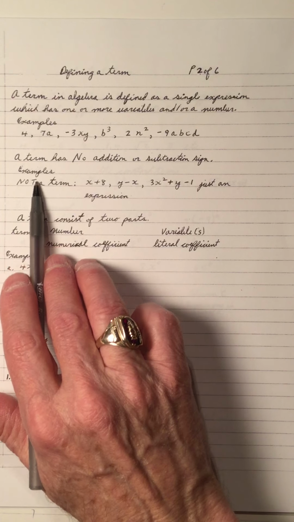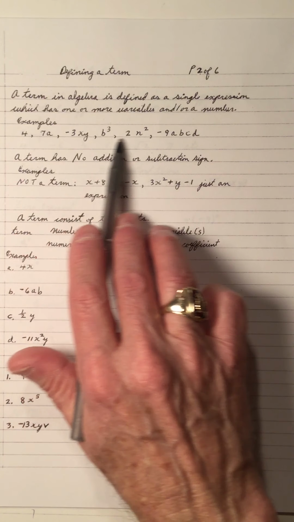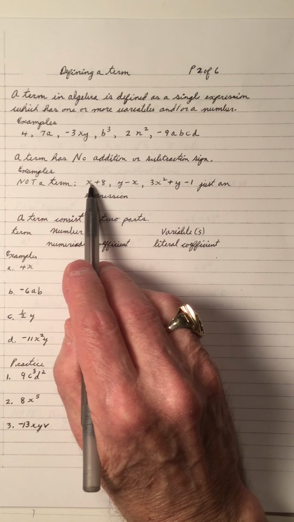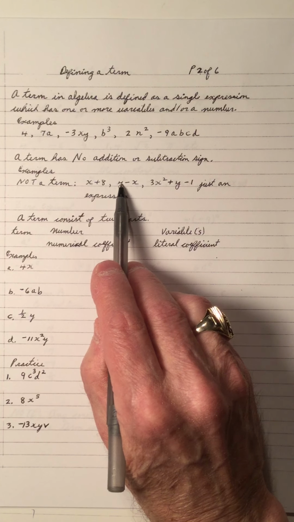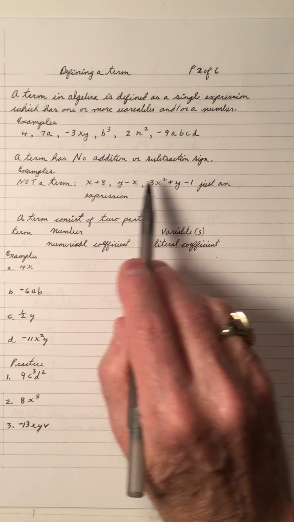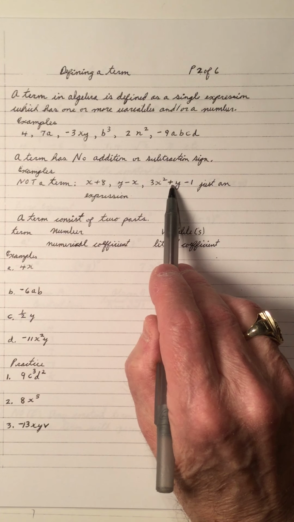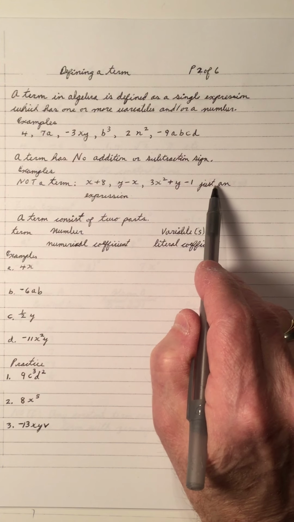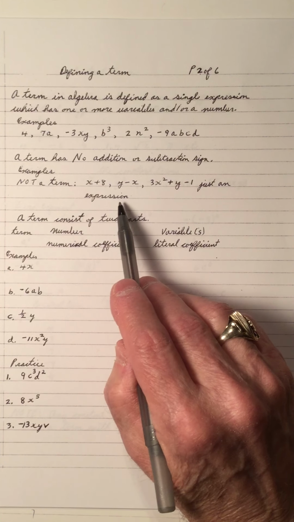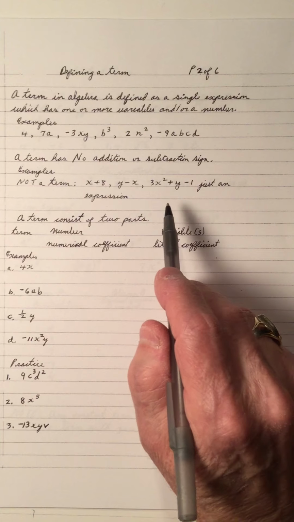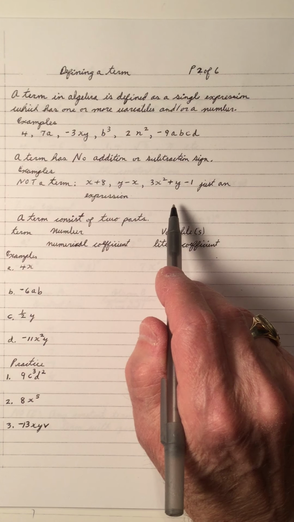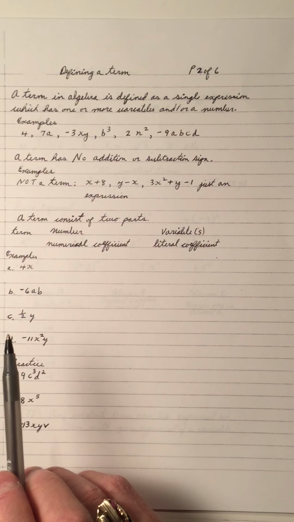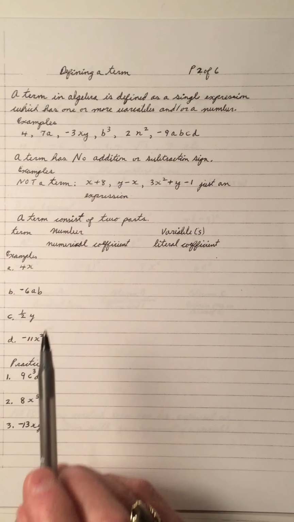So, not a term. These are terms, one term. Not a term. Notice x plus 8 is 2 terms. y minus x, 2 terms. 3x plus y minus 1 has 3 terms. These are expressions, but they're not a term. Everything we write down is an expression. But again, one term: no addition or subtraction, just one term.